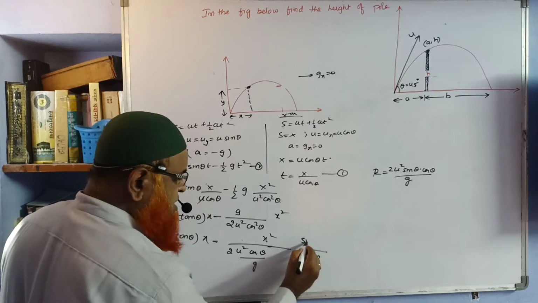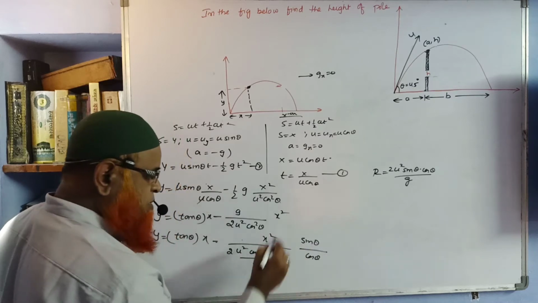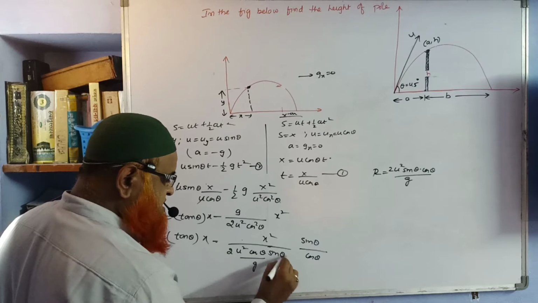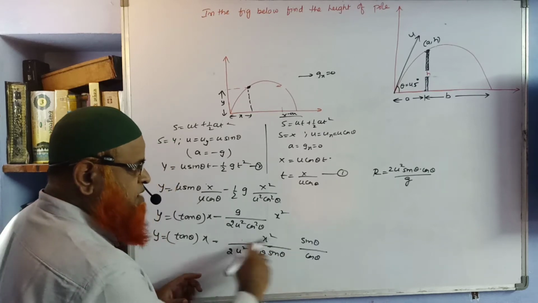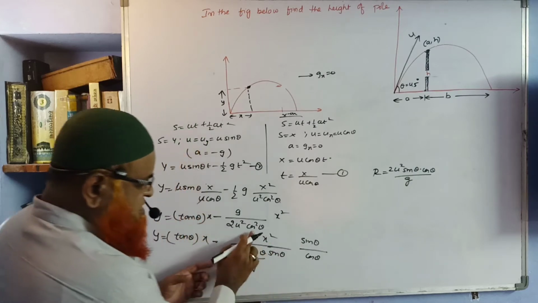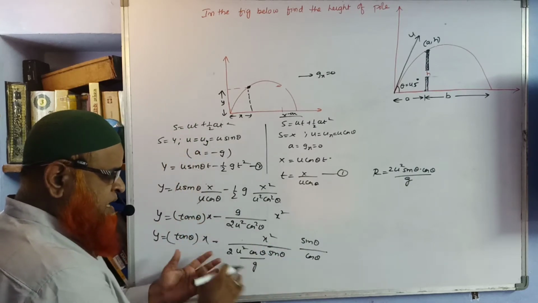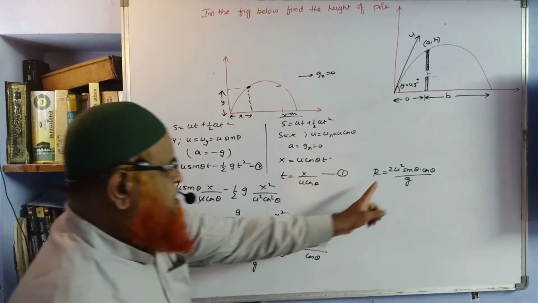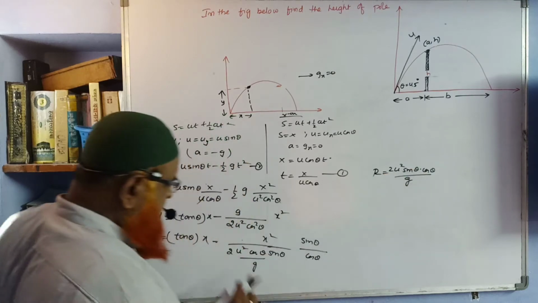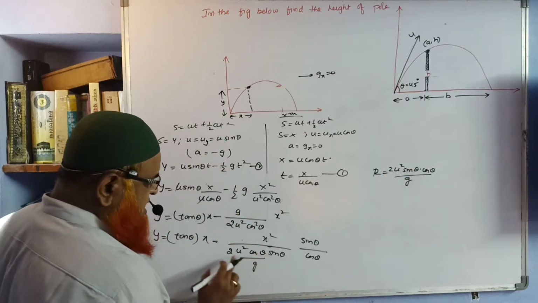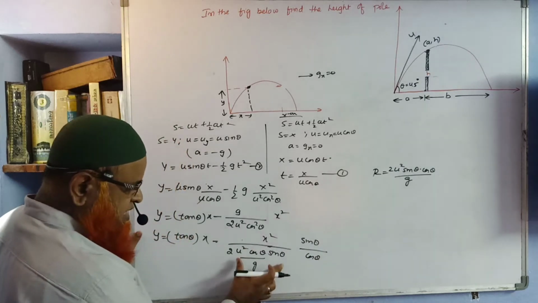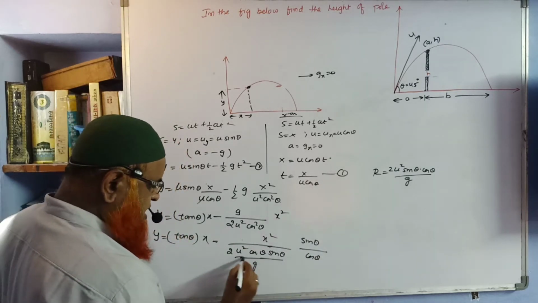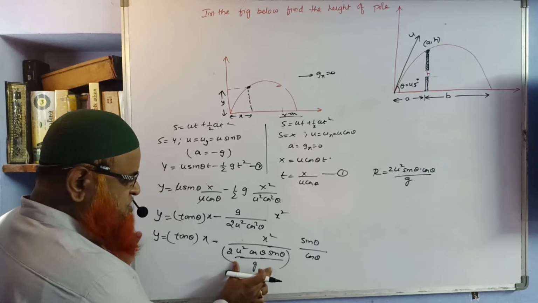Now you will do one thing. You create one sin theta in the numerator and write one sin theta in the denominator, so sin theta gets cancelled. Cos theta becomes cos square theta. Now you got 2 sin theta cos theta, and here also 2 sin theta cos theta, with u square and g also present. So this total formula is considered as the range here.